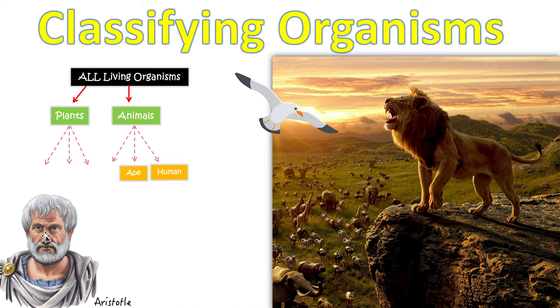So what's wrong with his way? His way is okay, but there are some things wrong with it. For example, he did not know about bacteria. In reality, there should be another category called bacteria, right? These microorganisms that we cannot see with our eyes. But of course, we can't blame him.